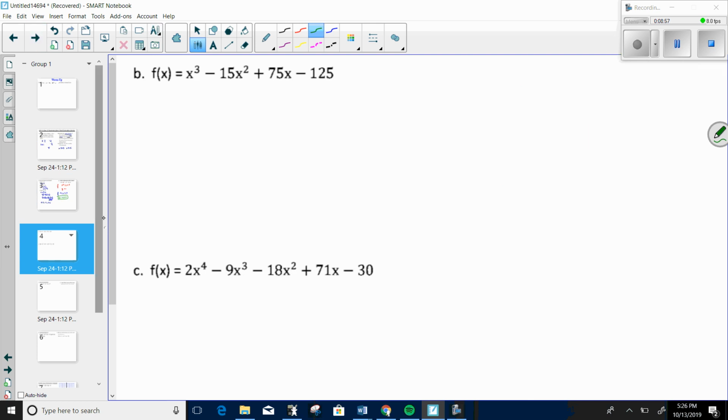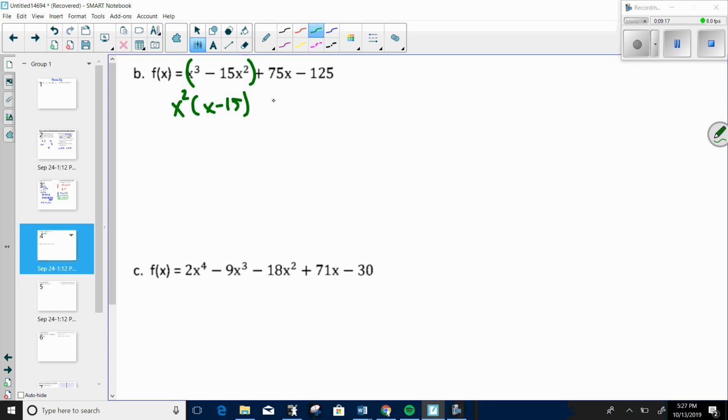Okay, so then this one up here, x to the third minus 15x squared plus 75x minus 125, the easiest way to do them is to try to factor them. If they factor, go for it. So what you can do is you can try to factor this. They both have an x squared, and this becomes x minus 15.